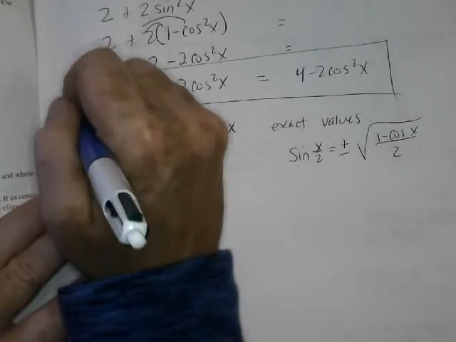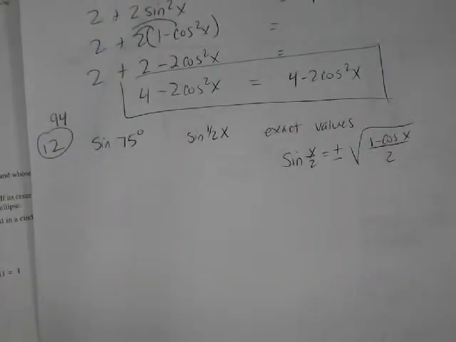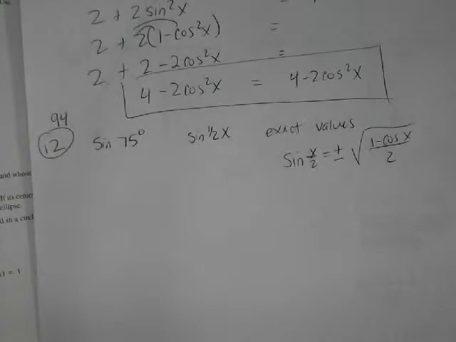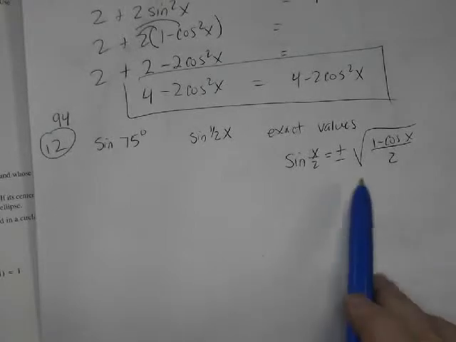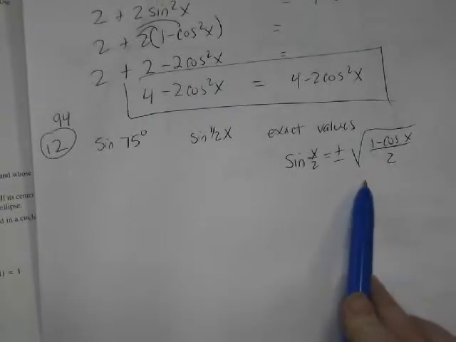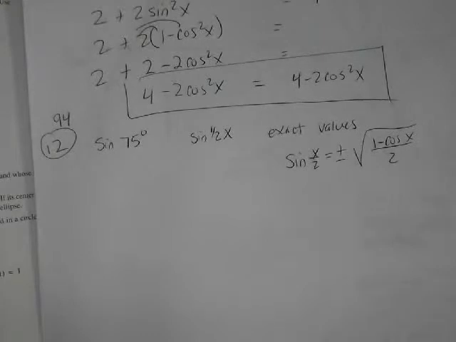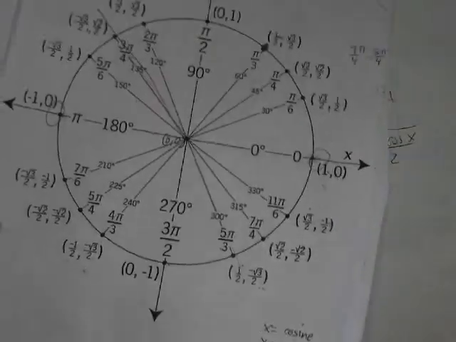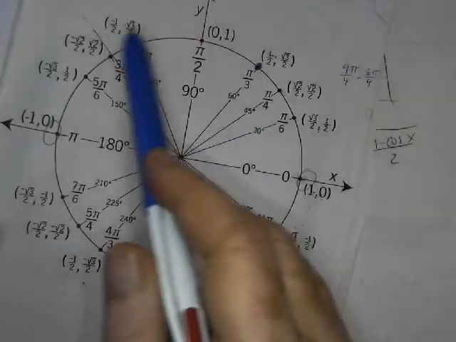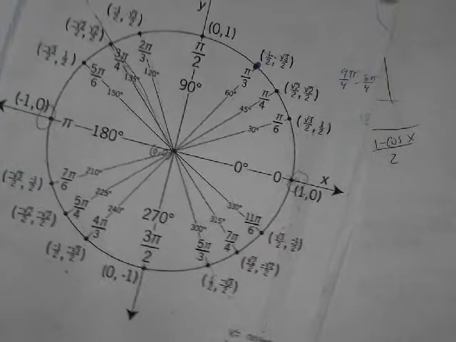This is lesson 94, number 12, and it says I'm supposed to find sine of 75 by using half-angle identity. So I wrote down my half-angle identity already off of my little formula sheet, and I'm supposed to use exact values. So the thing is that when I get out my unit circle, I don't have any 75 degrees on here. That's not one of my special angles.